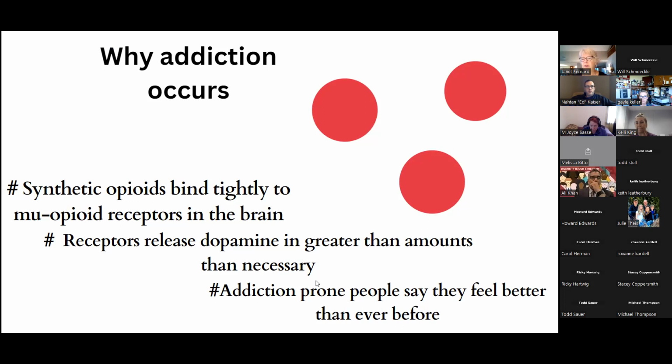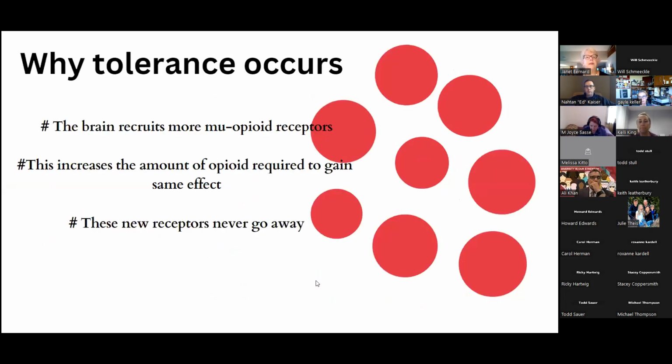You know, if I've ever had an opioid for any kind of surgery, I hate it. I hate how it makes me feel. I'm not going to be addicted. But boy, someone that says they feel good, they are a sitting duck for it. And it can occur quickly. As we know, addiction can occur in as short a time as a week.